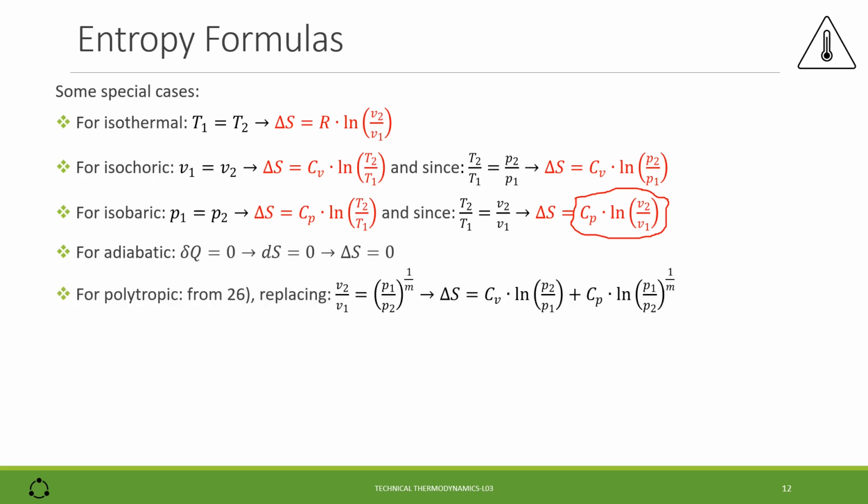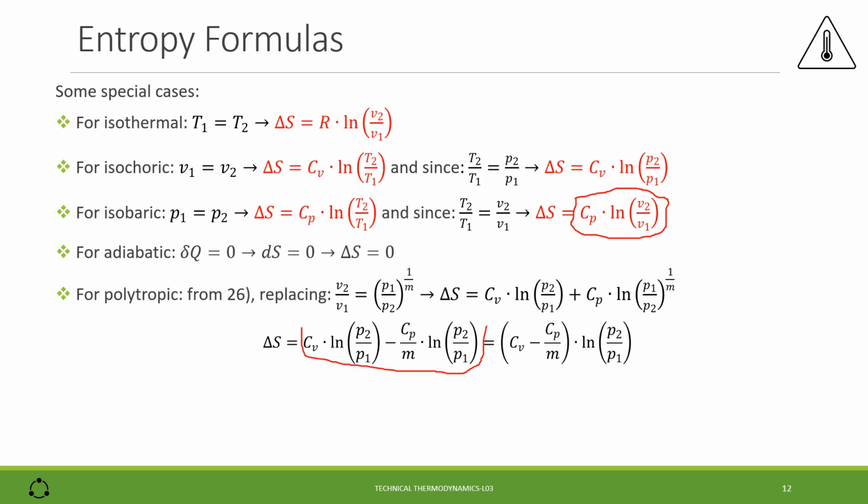For the polytropic, from the formula 26 and replacing V2 over V1 with P1 over P2 to the power 1 over m, we can write delta S equals Cv times logarithm of P2 over P1 plus Cp times logarithm of P1 over P2 to the power 1 over m, and if we drop down the power and invert the argument of the logarithm of the pressures, we get this expression.